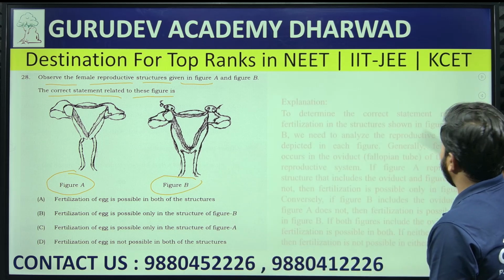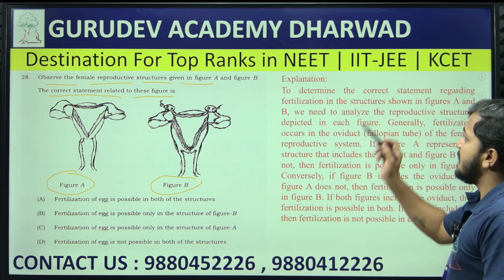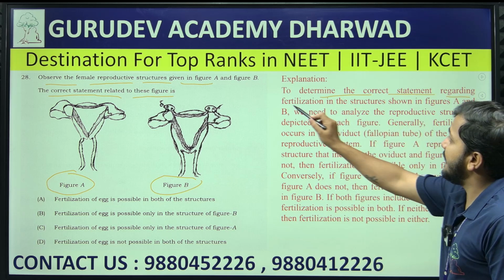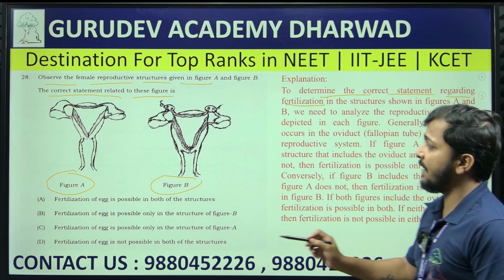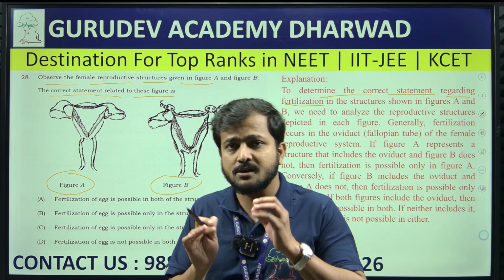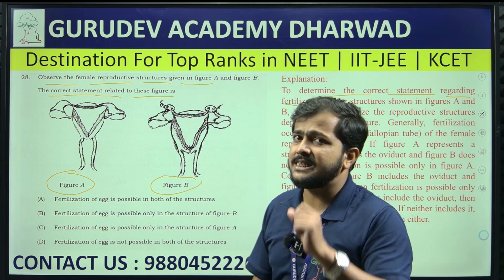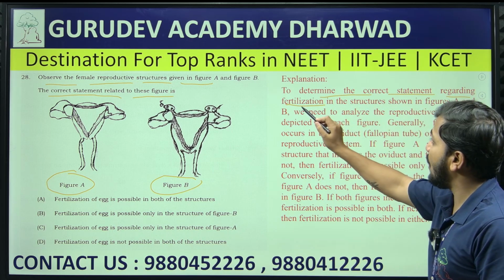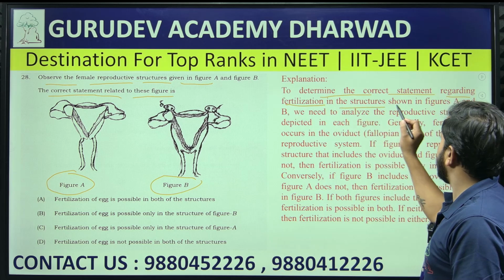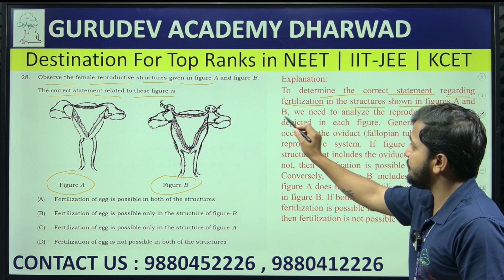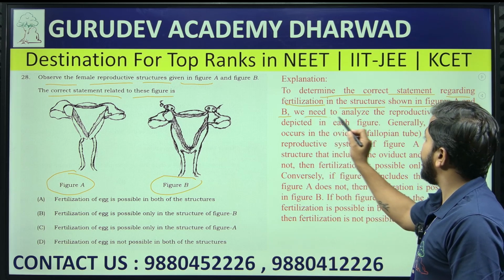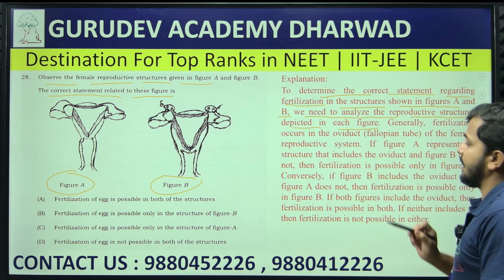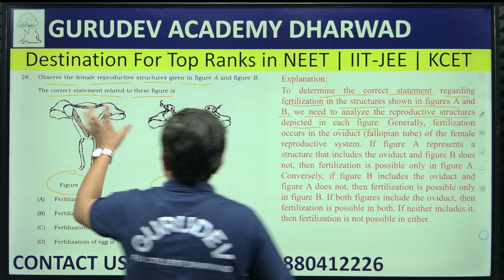The correct statement related to this figure is what we have to find out. Before finding it out, what we should understand here is how to determine the correct statement regarding fertilization, right? What we know is that with respect to the female reproductive system only, fertilization is going to take place, right? So here, to determine the correct statement regarding fertilization in the structure shown in figure A and figure B, we need to analyze the reproductive structure depicted in each figure, right?